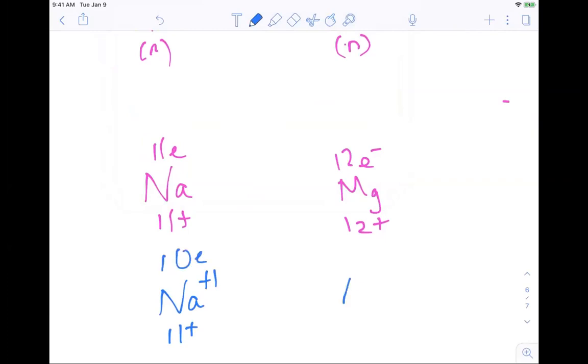And magnesium, what ion does magnesium commonly form? Plus 2, absolutely. And it has 12 protons in the nucleus. How many electrons does magnesium plus 2 have? 10 electrons. Interesting.